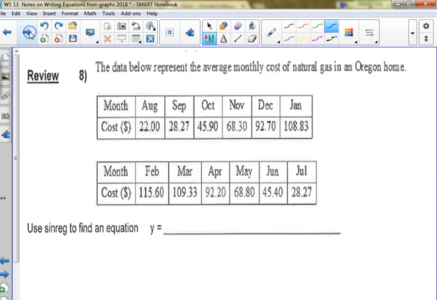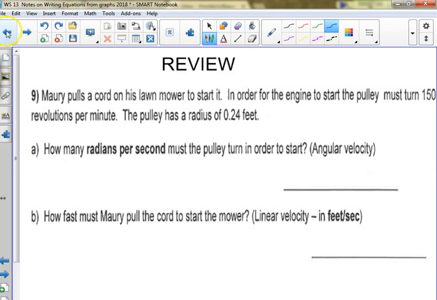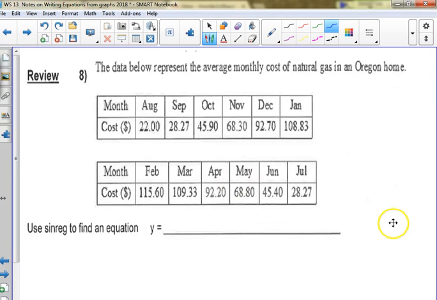All right, moving on to one more. Then we do have some angular and linear velocity fun. How do we put this in our calculator? Be careful. Cost of natural gas in an Oregon home. I think in order to make this work, we probably need to call this month 1, because otherwise it's going to move these points, and I think this makes more sense.